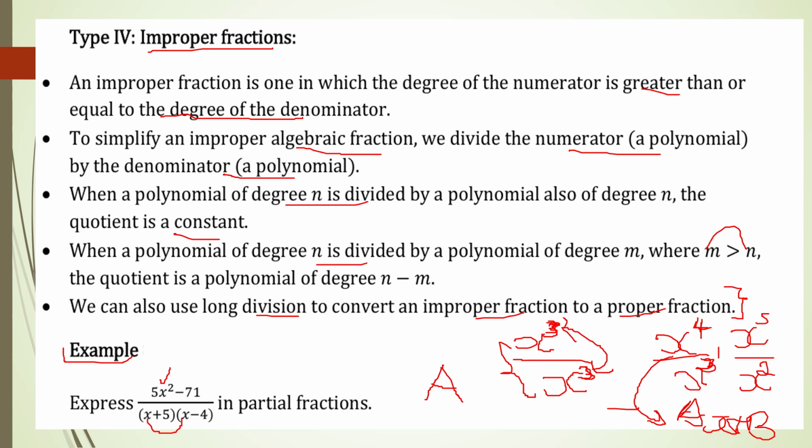And you have to solve it using the improper way. You have said that if the degrees are the same in the numerator and the denominator, that means after dividing, you're going to get a constant. So let's look at the way we are going to solve that.